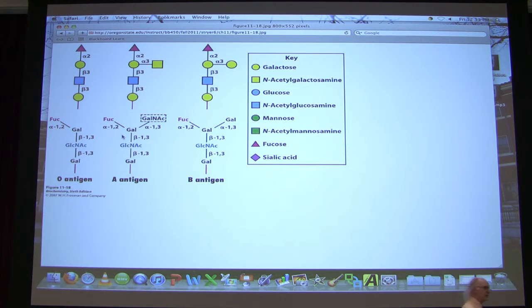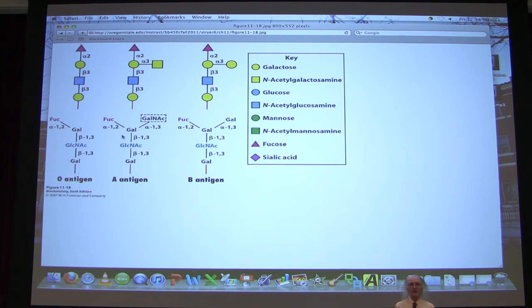So a major consideration in the success of transplantation is matching the antigens that are on the surface of donated tissues. That helps immensely in the immune system leaving it alone, not attacking it as a foreign invader. And again, these arise from the composition of oligosaccharides on the surface of cells.